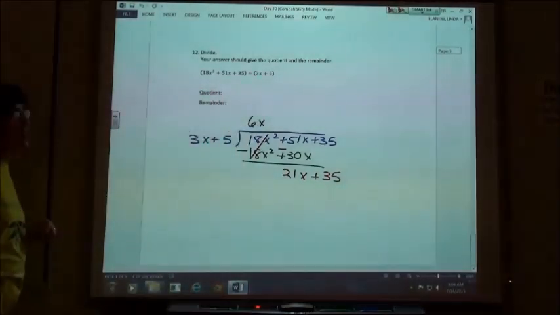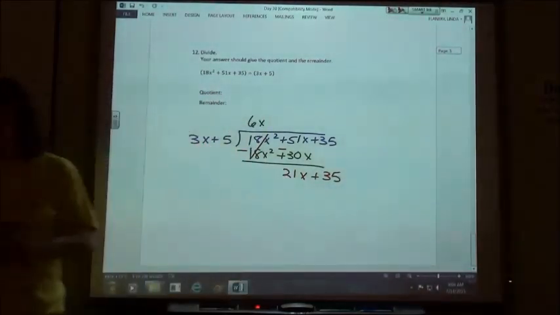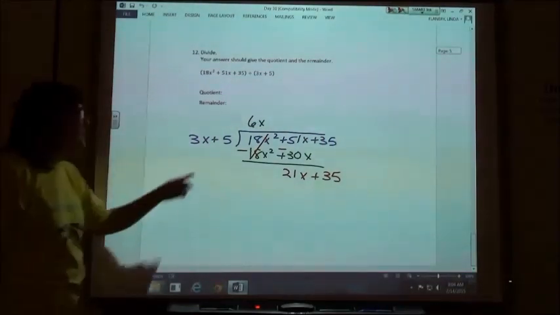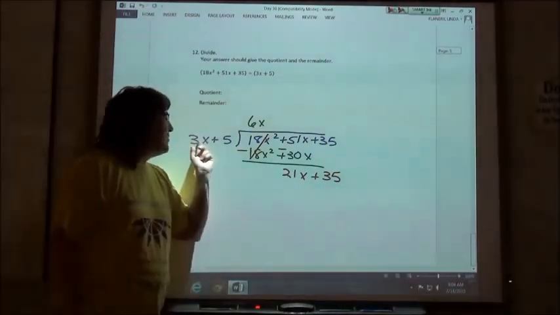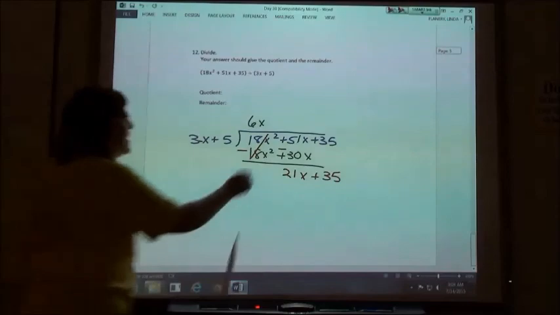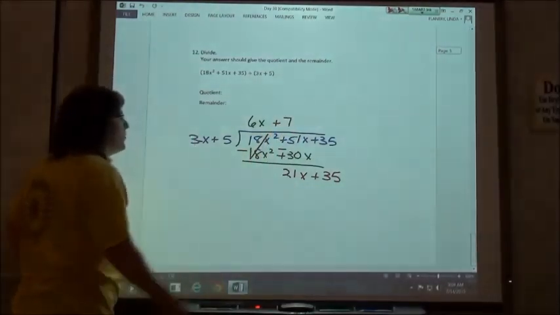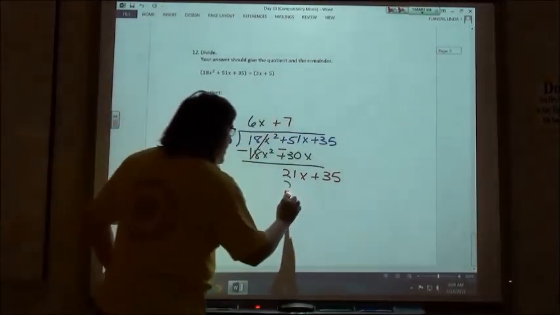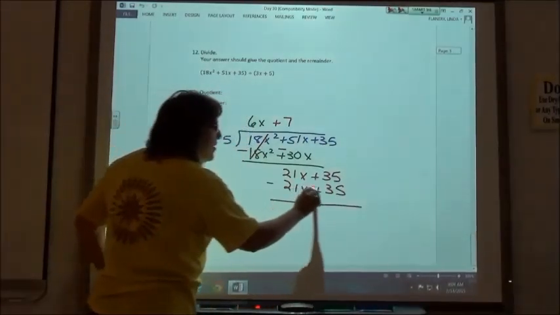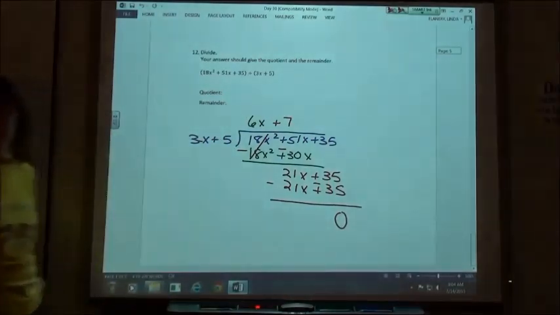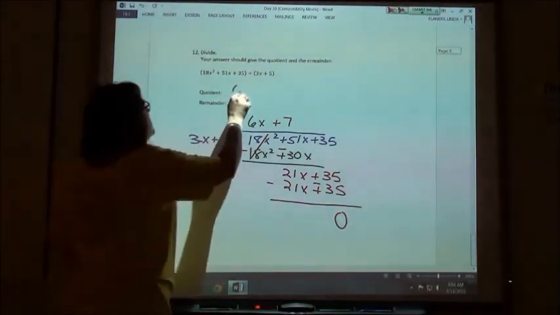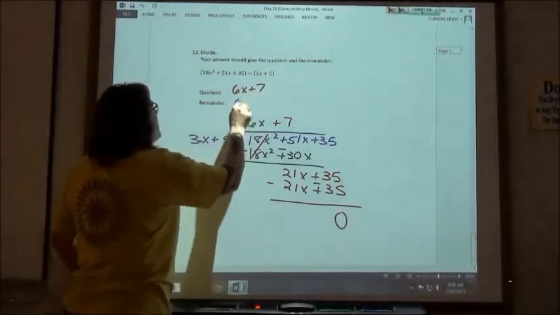By the way, Alex is really nice. It's not going to give you anything that doesn't divide evenly. So if you're getting some weird thing, go back and check your work. What times 3x gives you 21x? 7. So plus 7 up on the top. If we multiply, we would get 21x plus 35. So our remainder can be nothing, right? 0. So quotient 6x plus 7 with the remainder of 0.